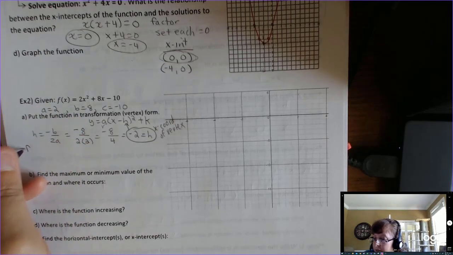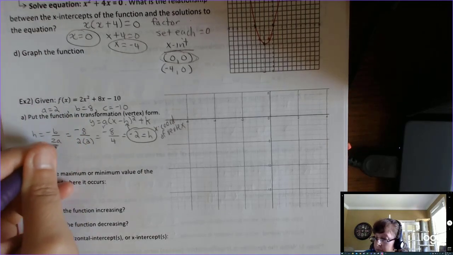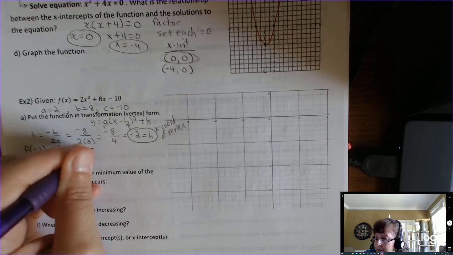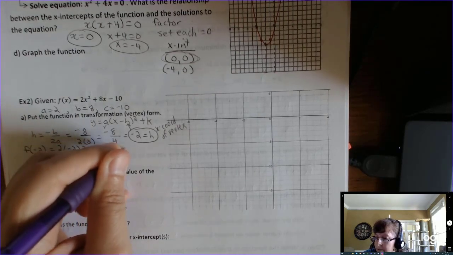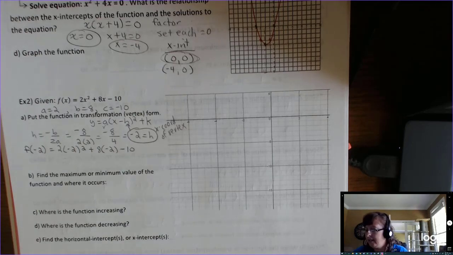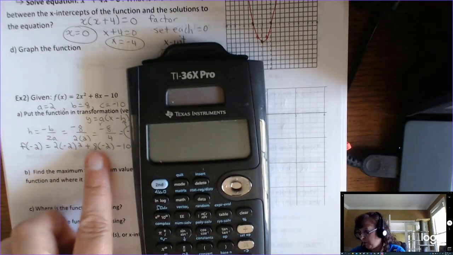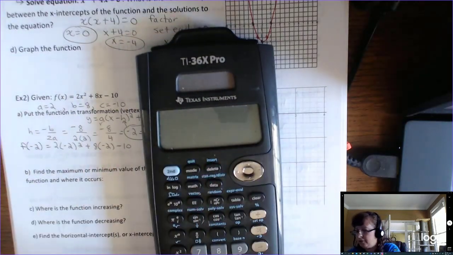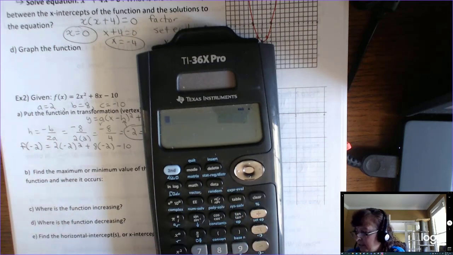So how do I find this guy's y coordinate partner? This is the way functions work. If I know the input, then I can plug it in and I can find the output. So I write this down on my paper. This is mandatory. Show your work right there. Okay, so I'm going to pick up my calculator, and since I wrote that so nicely with parentheses, all I have to do is type it in. I have to be a good typist. 2 parentheses negative 2 parentheses squared plus 8 parentheses negative 2 minus 10, and I get negative 18.